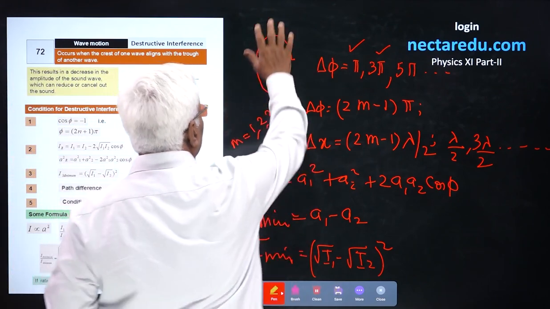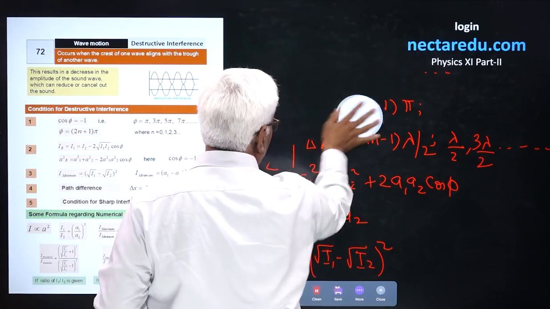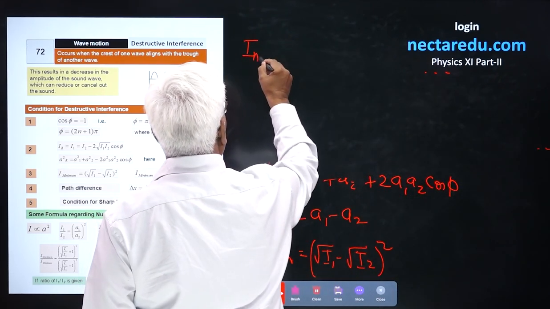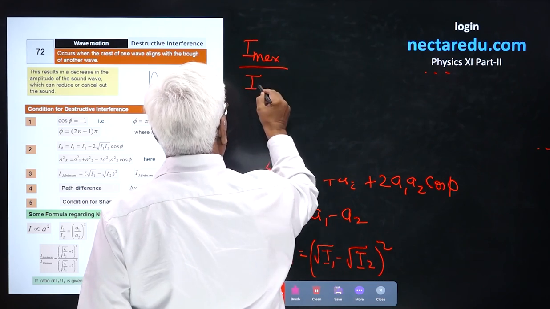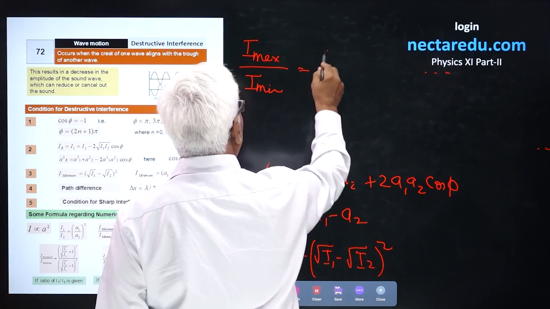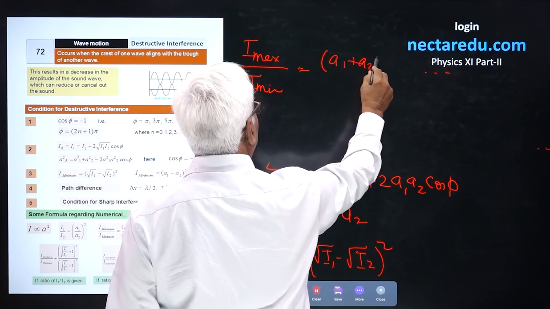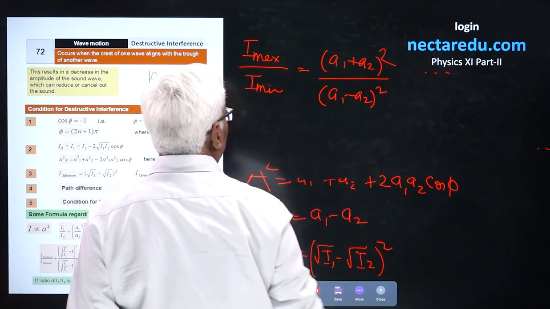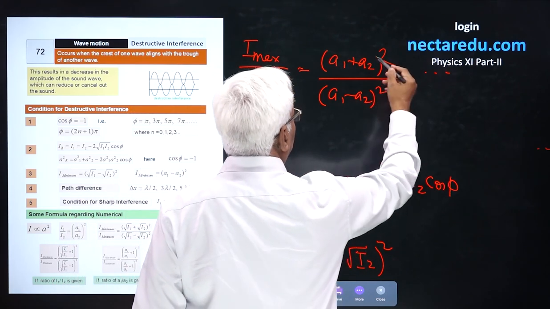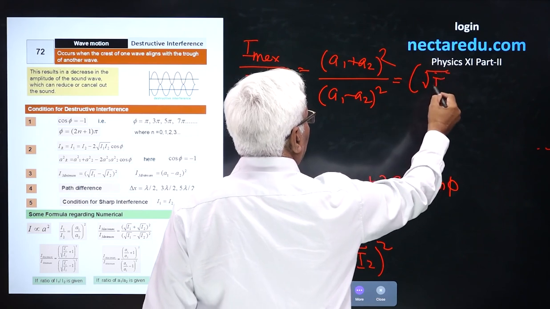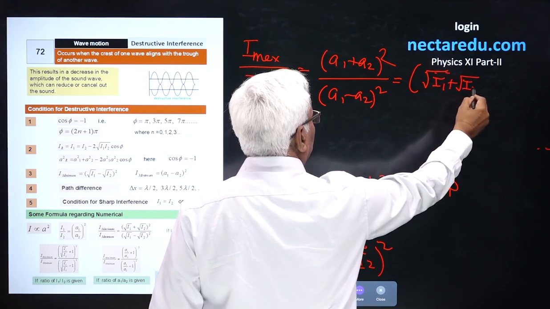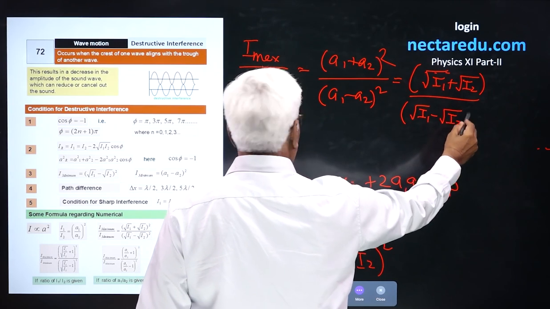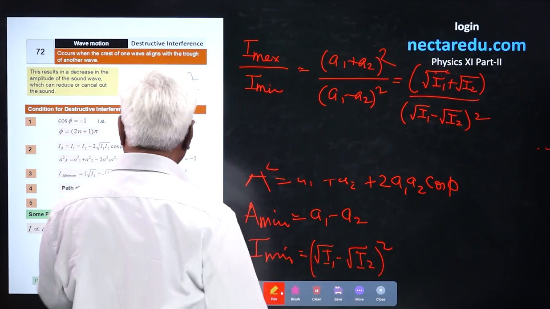If you are interested in taking the ratio of maximum and minimum intensity, it depends on what the conditions given over there are. If a1, a2 are separately given, it is better to have the relation a1 plus a2 whole square upon a1 minus a2 whole square. At the same time, if the whole thing is given in terms of intensity, you will write it as root I1 plus root I2 upon root I1 minus root I2, this whole square, as given over here.